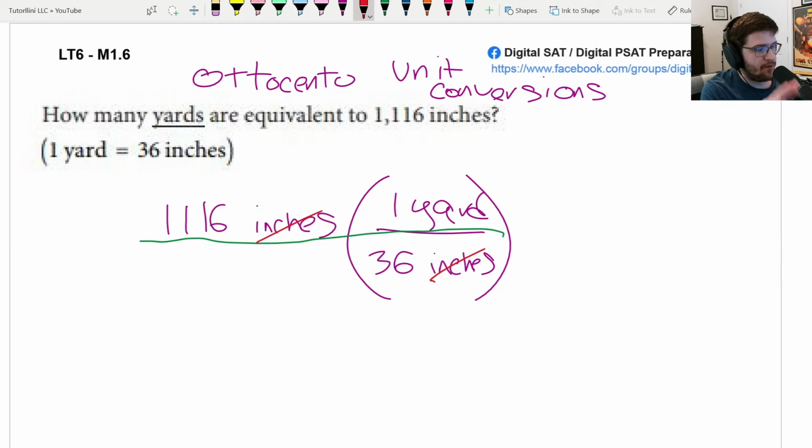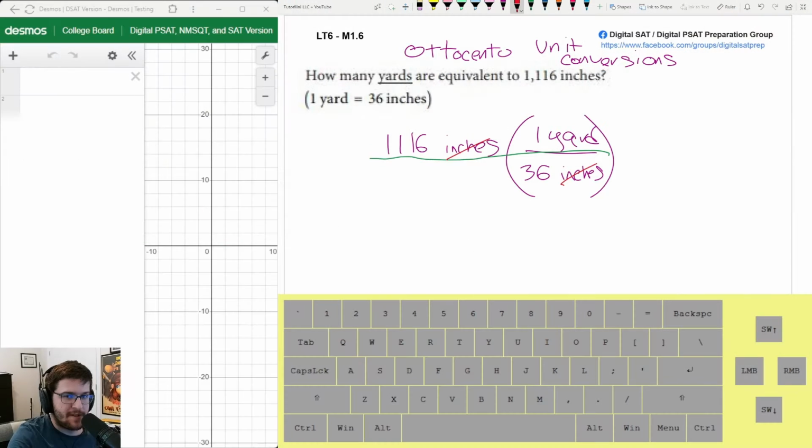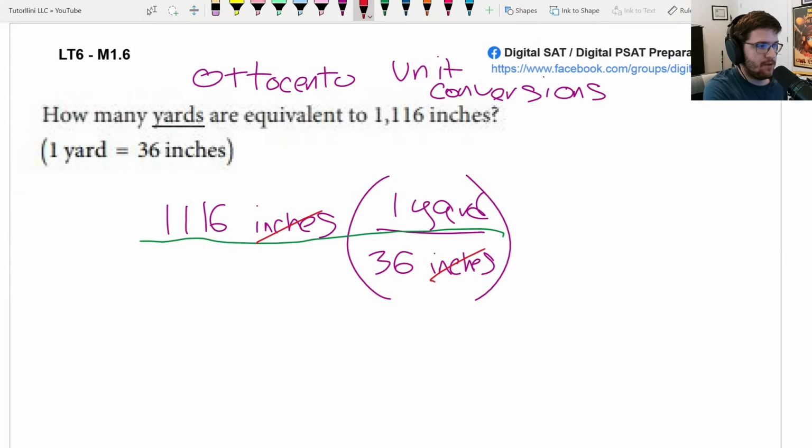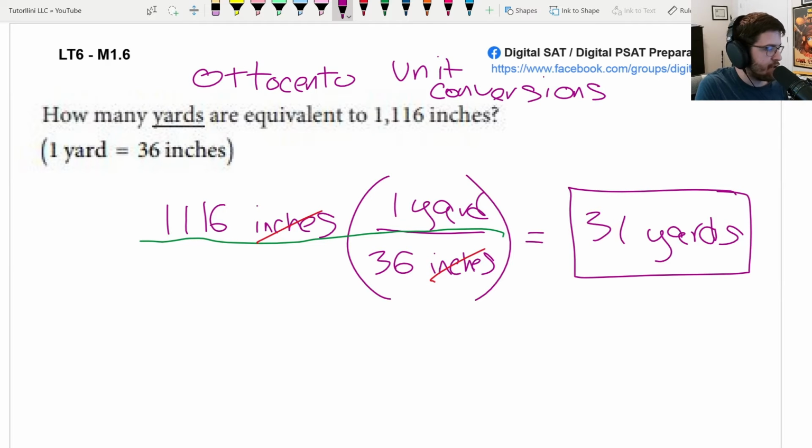Okay, now that I have this, even though this one's pretty straightforward, I'm going to go very, very carefully into my calculator and type it in exactly as it's written. So let's do that. We're left with units of yards, which is what we want. And I get 31. So this would be 31 yards. For the answer, we would say 31, because this is a student-produced response. And that is correct. Great, let's move on.